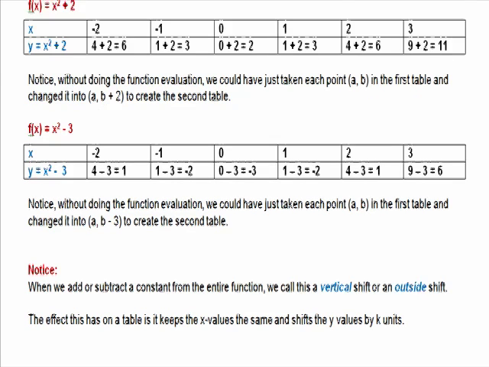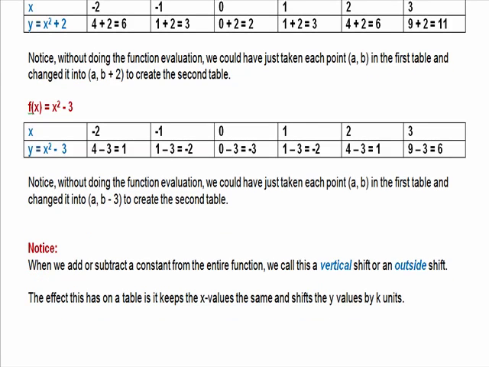Notice, by the way, when we add or subtract a constant from the entire function, we refer to this once again as a vertical shift, or you sometimes will hear me refer to it as an outside shift. And we'll see what I mean by an inside shift in a couple of minutes. But outside shifts affect the y's only. So anytime I have an outside shift, the x's will stay the same, the y's will change. So just remember that vertical shifts are outside shifts, and they only affect the y values.